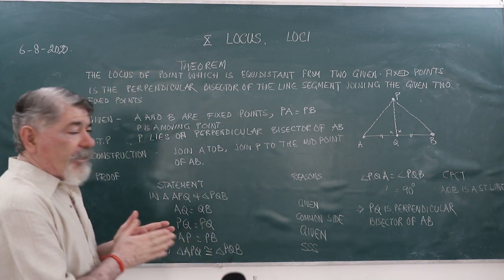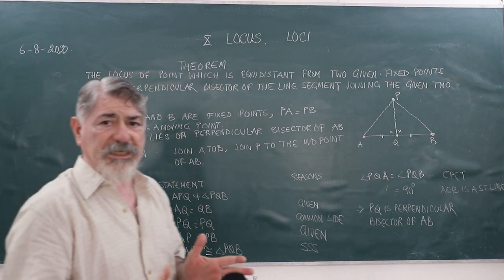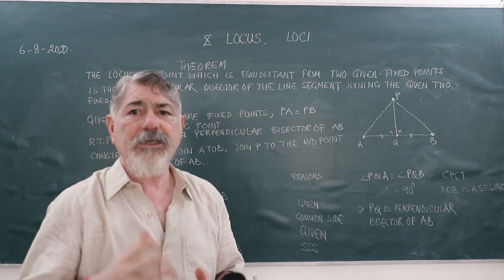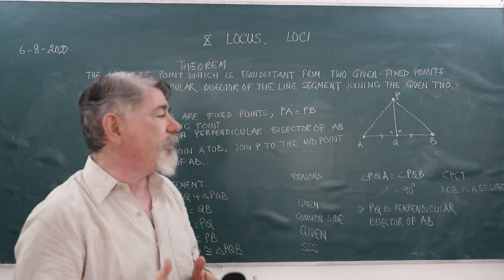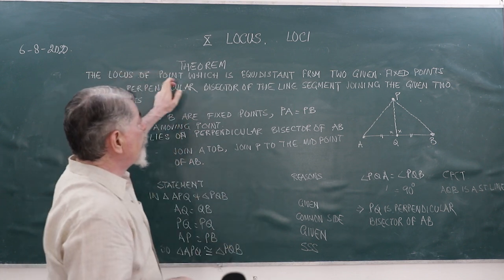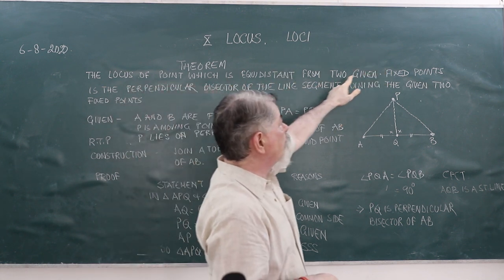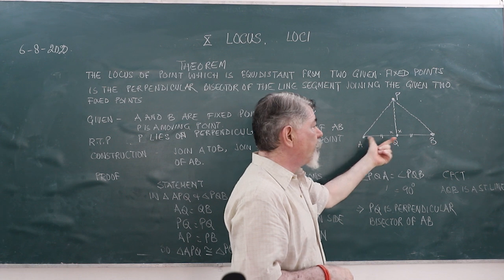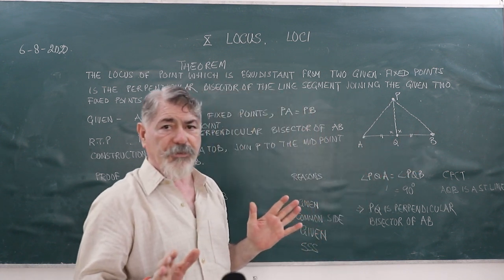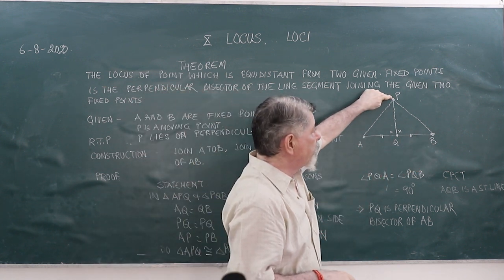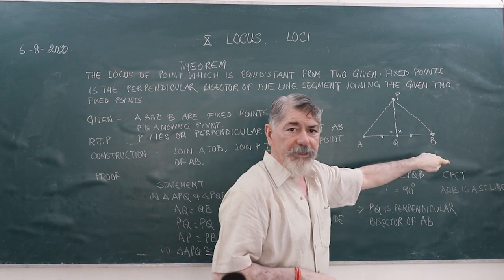So once again, I'll just go through it quickly so that you understand. What was the statement? The statement was the locus of a point which is equidistant. Equidistant means at equal distance from two given fixed points. What are the fixed points? A and B are two fixed points. P is any point which is equidistant from A and B.